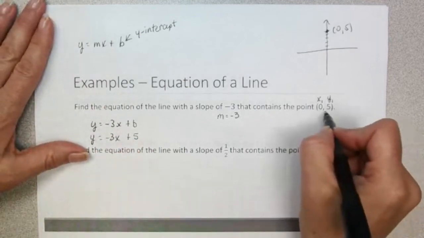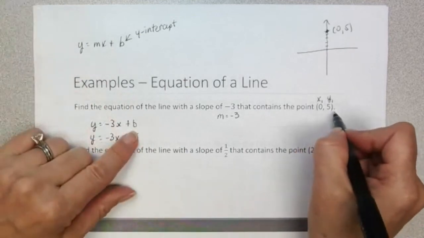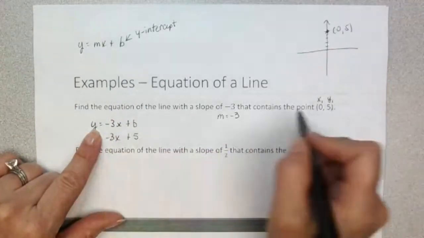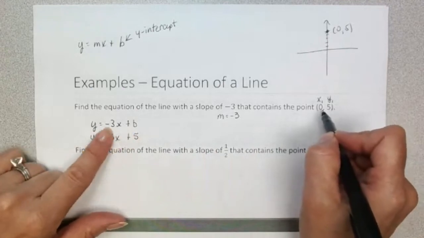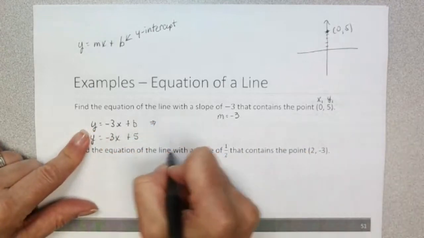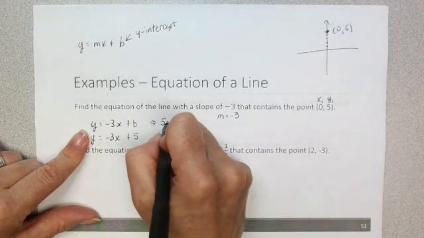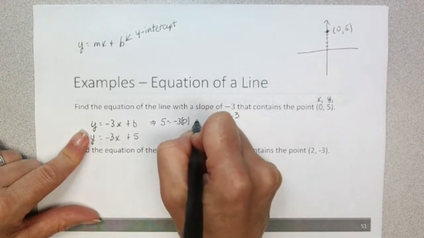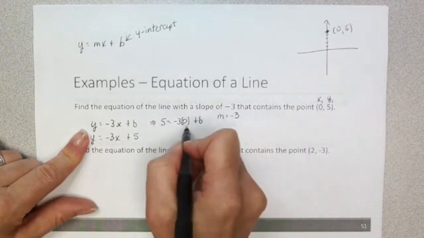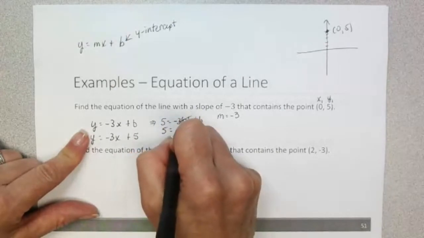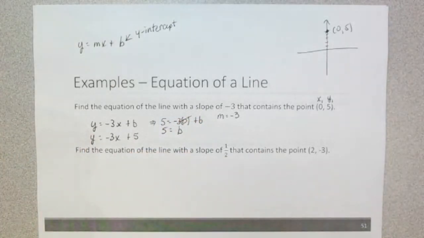But what we'd have to do is use this point to find b, right? So the other thing that we could do is substitute the x and the y values into my equation y equals negative 3x plus b. So 5 equals negative 3 times 0 plus b, and then just solve for b. Well, negative 3 times 0 is just 0, so b equals 5. So there's a second way we could do that.